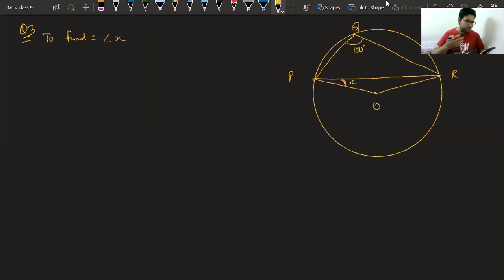First tell me how shall we approach? This angle is given to me. It can help me to find which angle? Angle O, very good. But which one? Class, tell me, if this is 100 degrees, this is 200. Is this 200 or is this 200? Please tell me, is angle 1 200 or is angle 2 200?